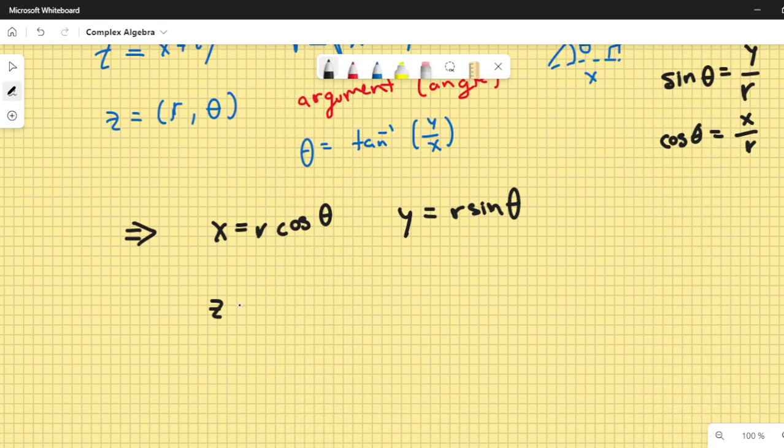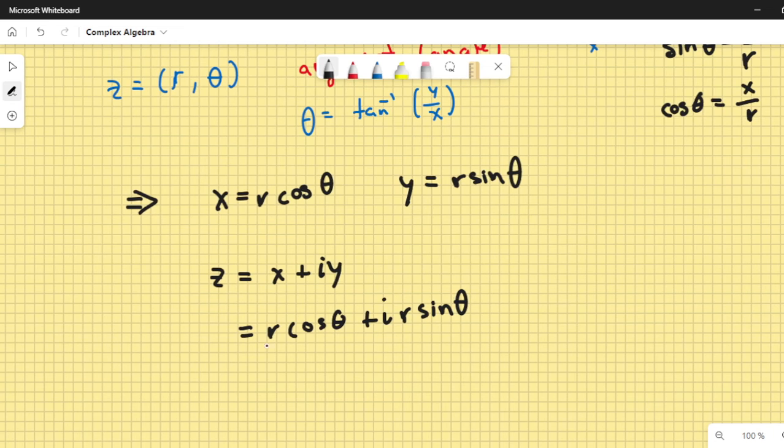So if we write the complex number in the x plus iy form and we substitute the polar form, we end up with r cosine of theta plus i times r sine of theta, right? Since we have an r in both terms, we can factor it out. So we have r multiplied by the cosine of theta plus i sine of theta.